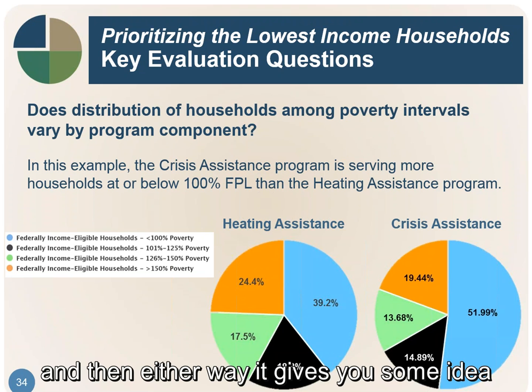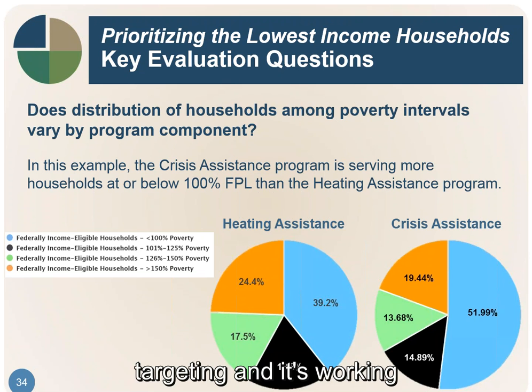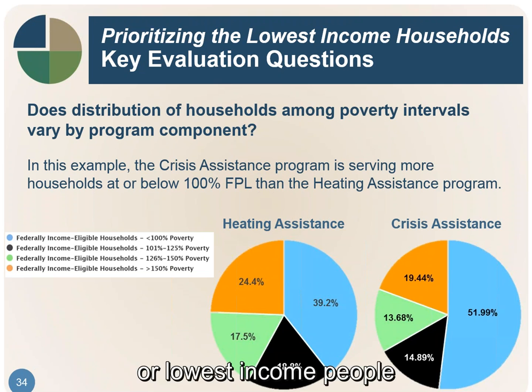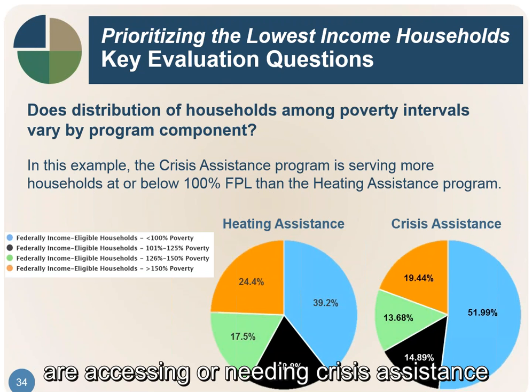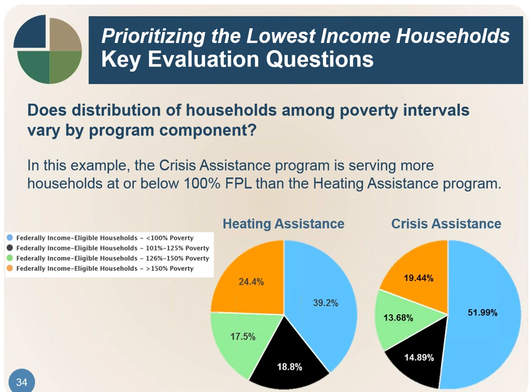Either way, it gives you some idea of whether you're intentionally targeting and it's working, or whether perhaps your lowest income people are accessing or needing crisis assistance, and whether you could be targeting them for prevention in other ways.